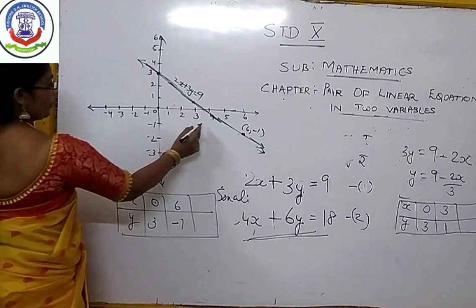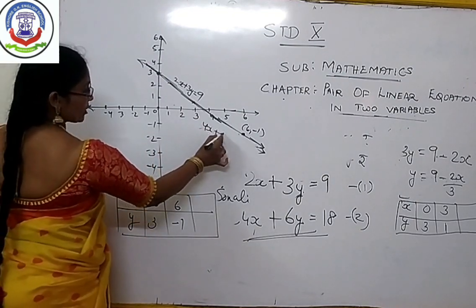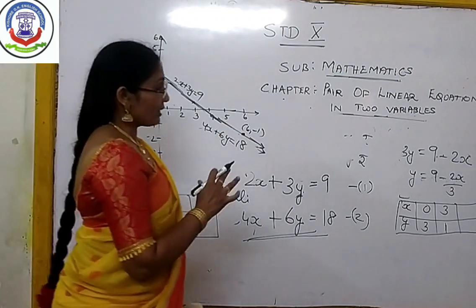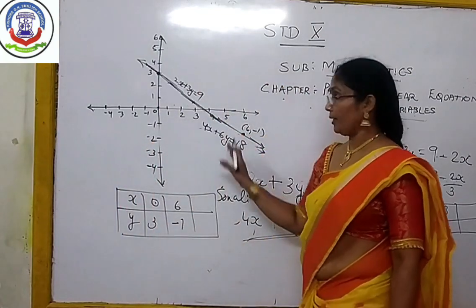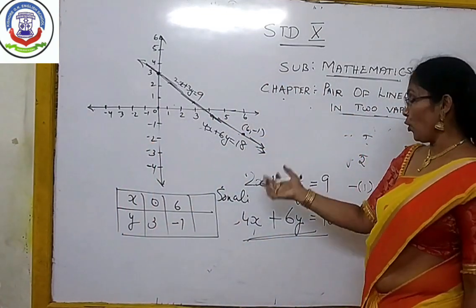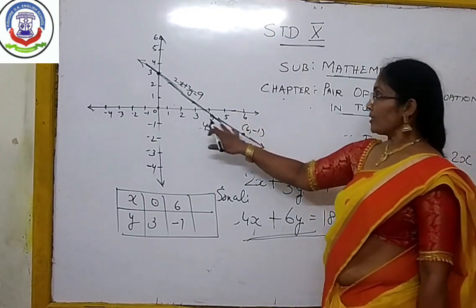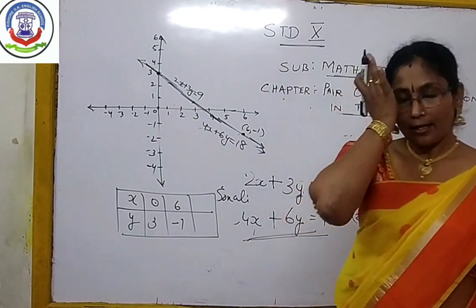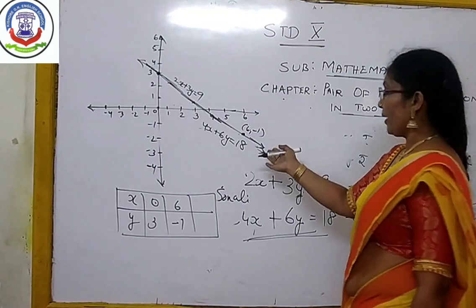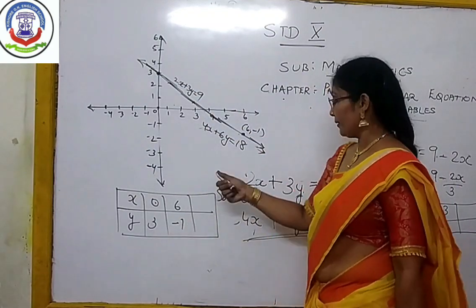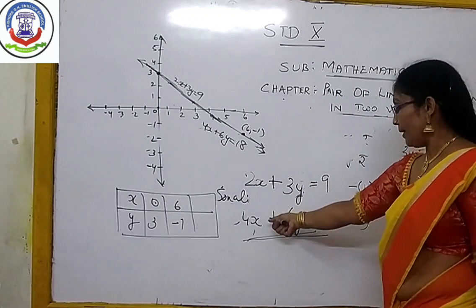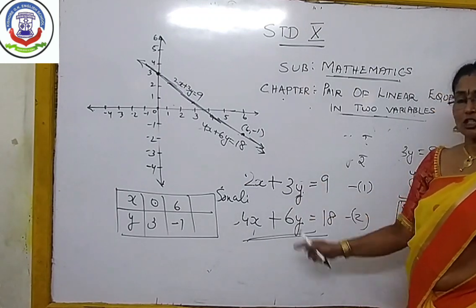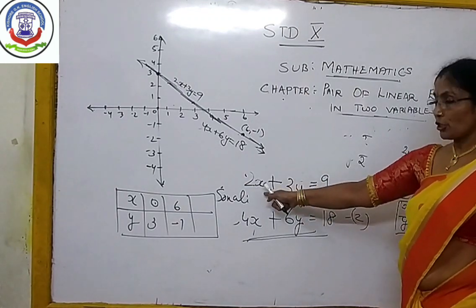So what is the meaning of that? 2x plus 3y equal to 9 and 4x plus 6y equal to 18 both represent the same line only. That means one is coinciding over the other. In the first case you already saw that both the lines intersect at a single point. But here you can see that one line coincides over the other. But can you say that these equations are both the same?